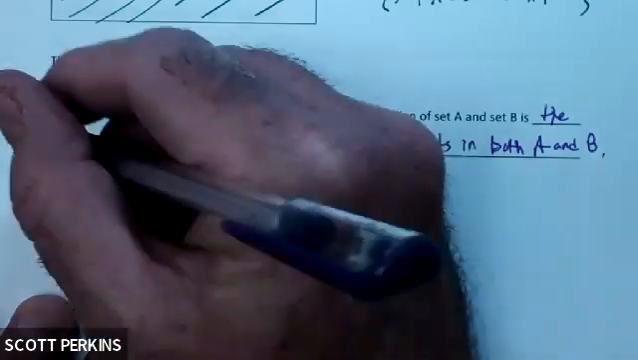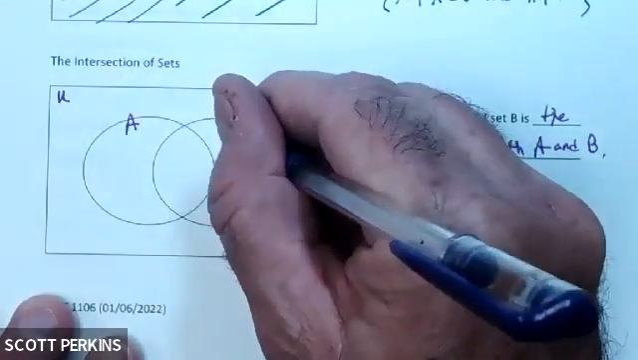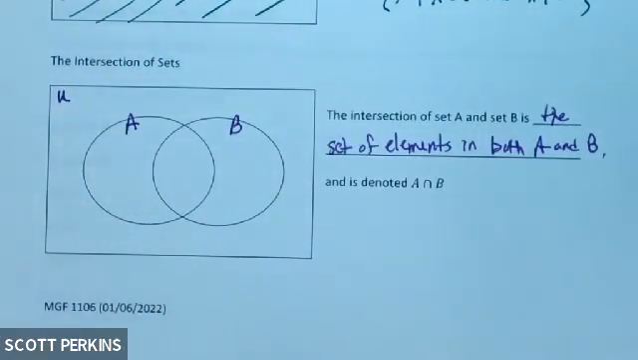On my Venn diagram, here's my universe. I'm going to have my set A and my set B. Then I'm going to shade set A and shade set B, and we're going to see where they cross. Now, you probably don't have different colors, so I would encourage you to shade each a different direction to distinguish them.